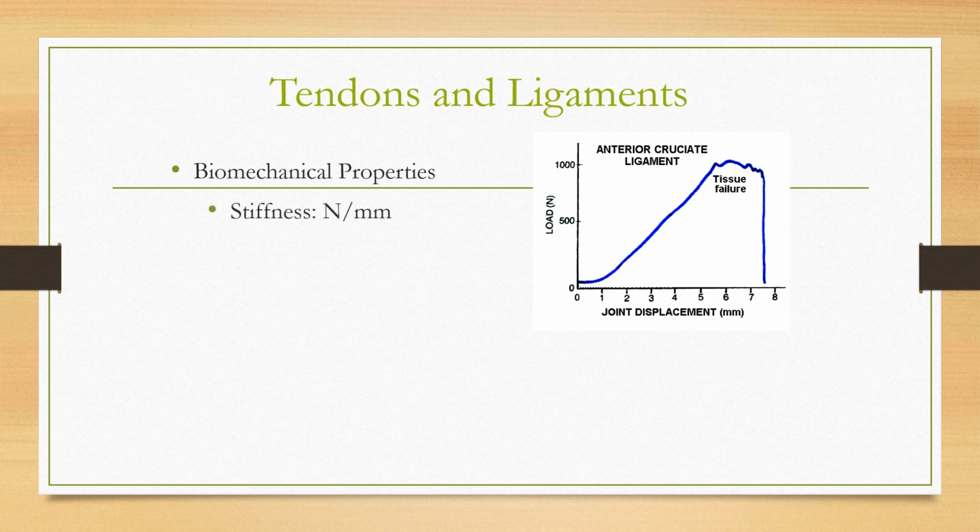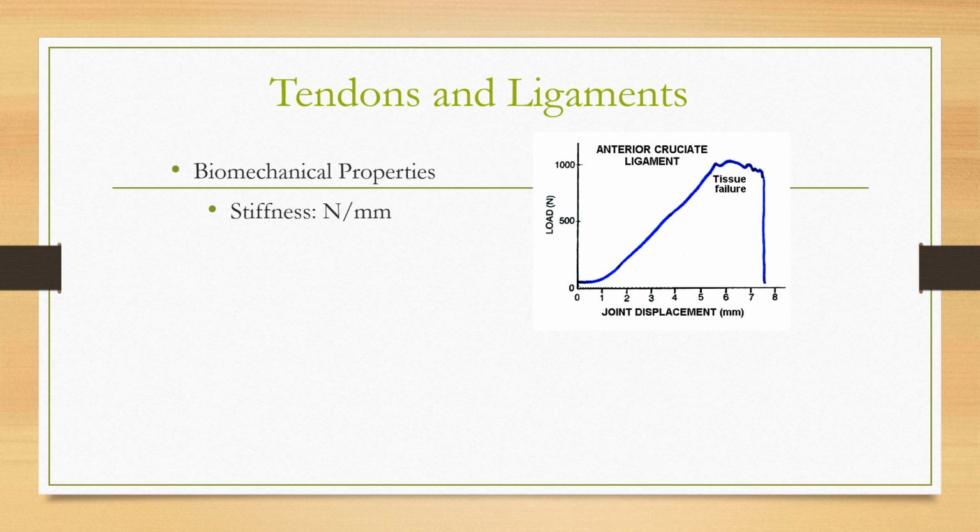The ultimate stiffness is the newtons per millimeter elongation that a ligament or a tendon is able to sustain. So what we see on this diagram on the right is the vertical axis is the amount of energy being applied to the ligament.